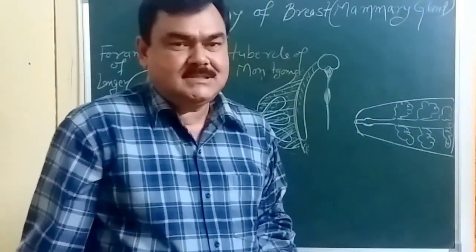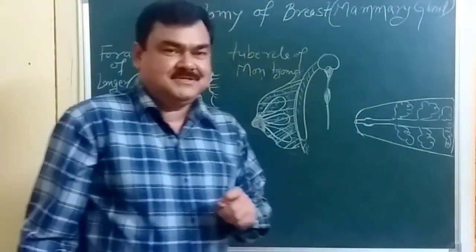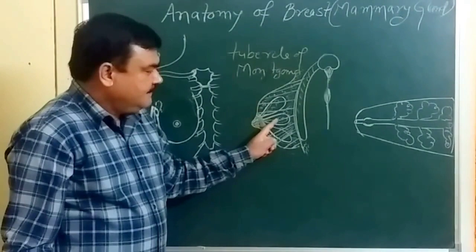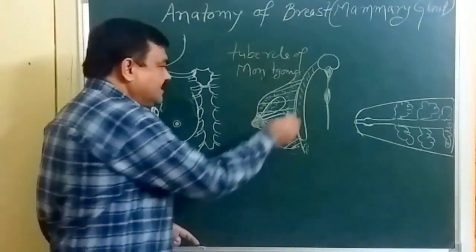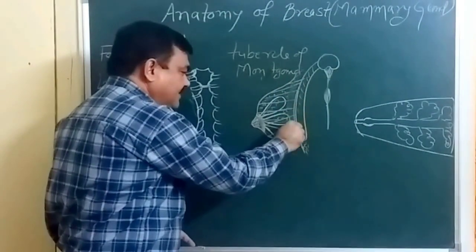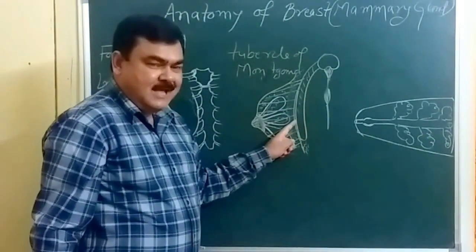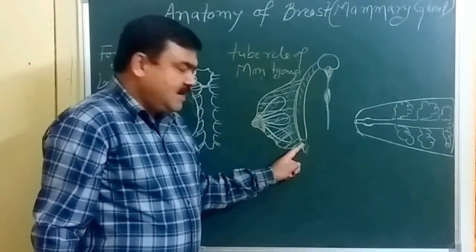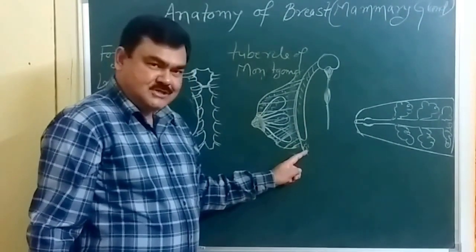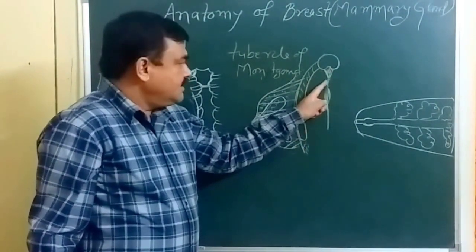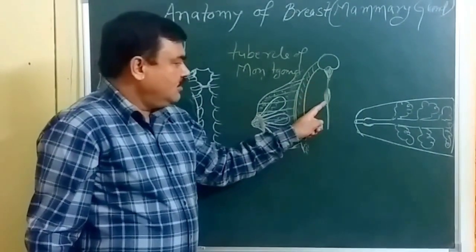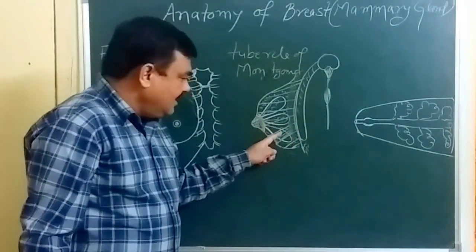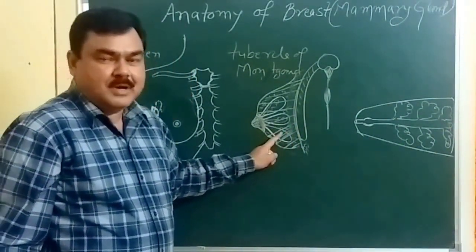Now we will discuss the relations. In this diagram you can see the breast lying over the retromammary space. So it is related with the retromammary space, then pectoral fascia, then pectoralis major muscle, serratus anterior muscle and external oblique aponeurosis. Then here is clavipectoral fascia, pectoralis minor muscle and suspensory ligament. This suspensory ligament is known as ligament of Cooper.